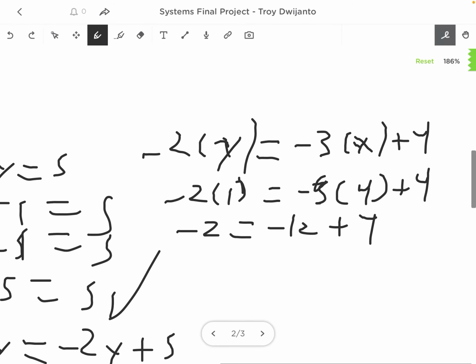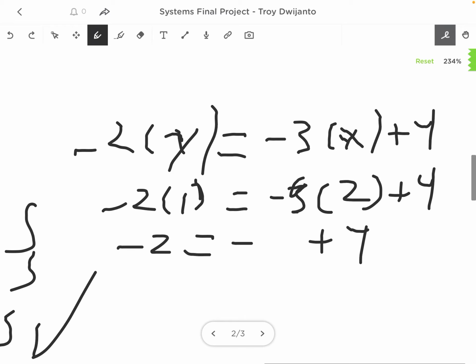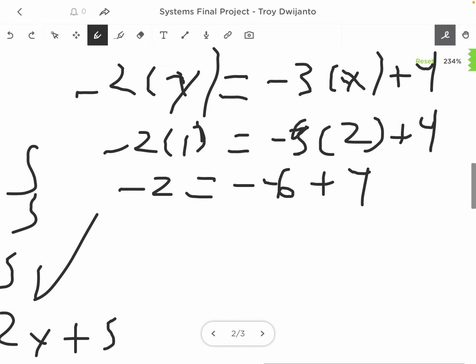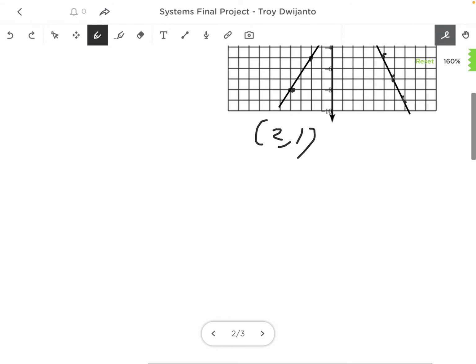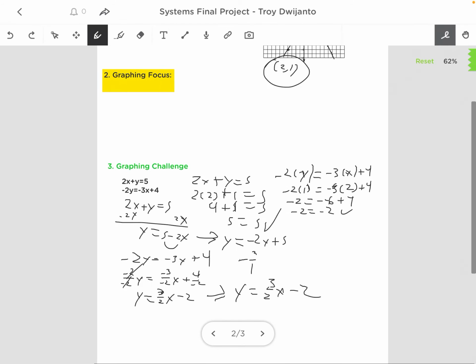Oh my god, so stupid. It's not 4, it's 3. I'm gonna do the opposite and remove it. It's gonna be 3y minus 3x. Negative 3 times 2 is negative 6. Negative 2 equals negative 6 plus 4, which is negative 2 equals negative 2, and check. As you can see, the value is indeed 2 over 1.